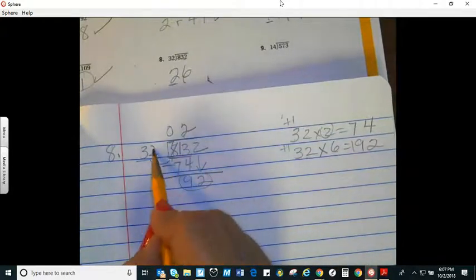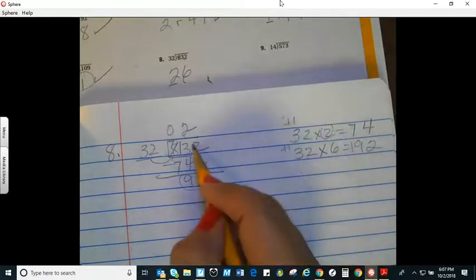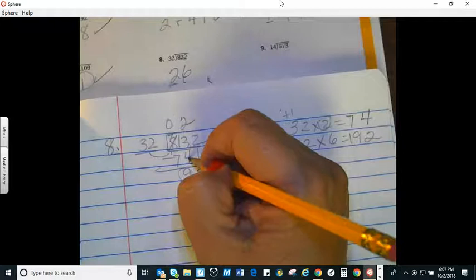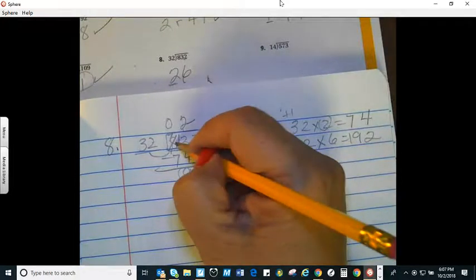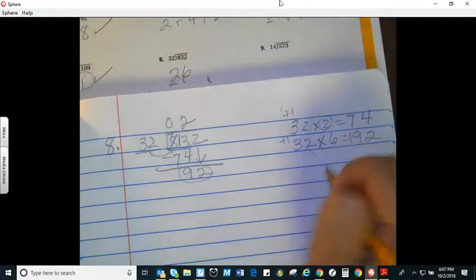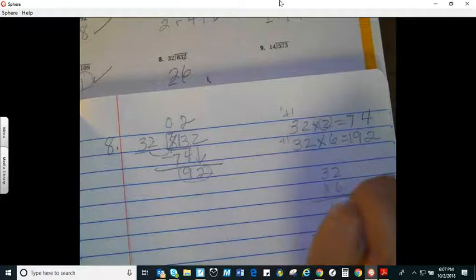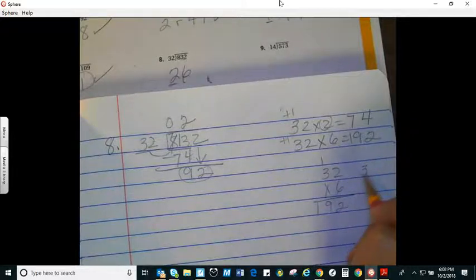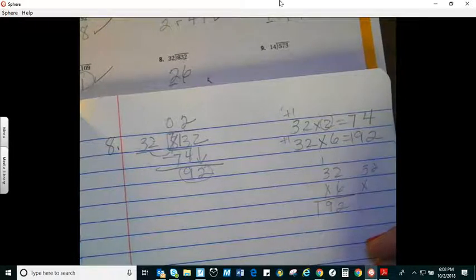Say, what did I do wrong, guys? That's 4, 6, 7, 74. I regrouped. It makes it 9. Take that away. And that's 92. 32 times 6. 18, that's 19. That's not right, is it? So 32. Did I mess up on my math? It's 4.